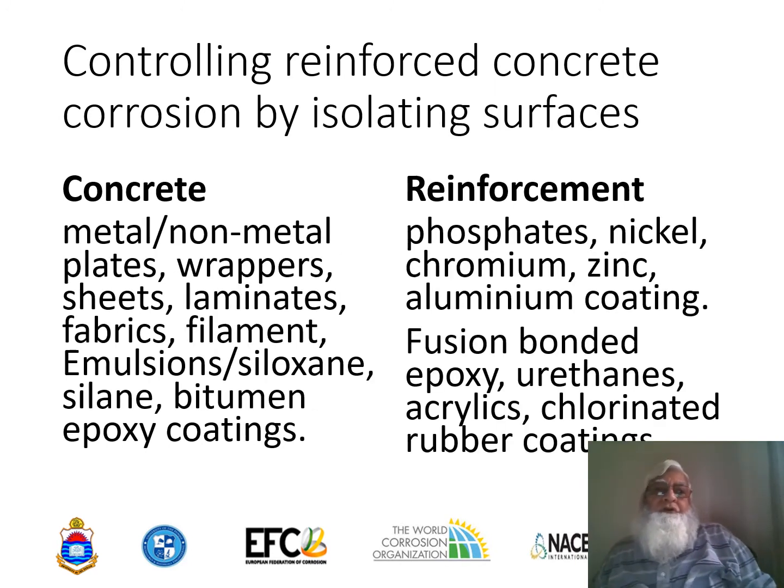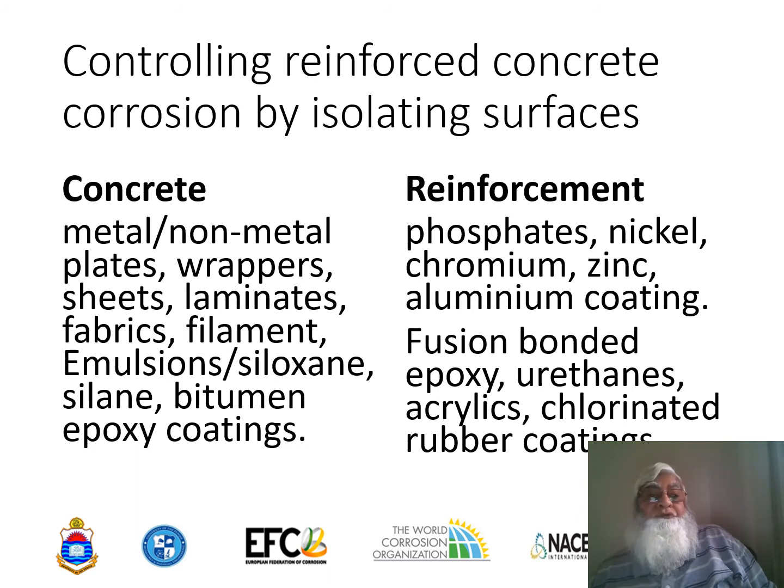Control the reinforced concrete corrosion by isolating surfaces, which means putting a barrier between the environment and the concrete surface, so that moisture cannot enter the concrete. The concrete is then protected from all sorts of corrosion, where corrosion is only possible when water ingresses the concrete. For that, we can use metal barriers, and non-metal plates are used to protect the outer surface of the concrete.